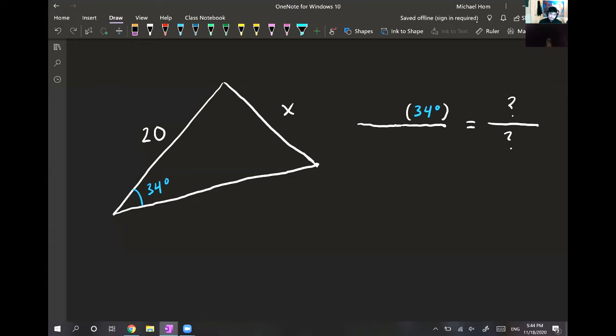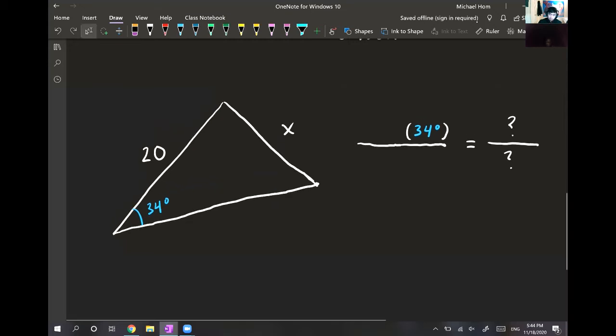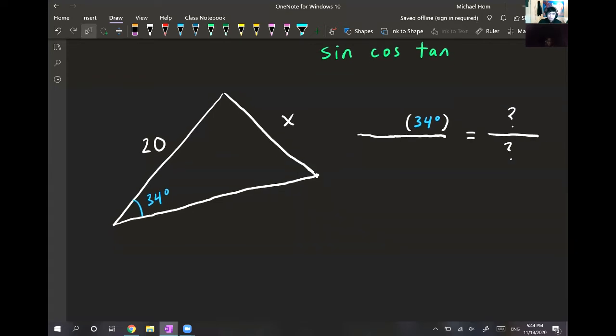So the first step is to figure out what the ratio is for this problem. Right. So we have to figure out, are we going to use sine, cosine, or tangent? And we can use SOHCAHTOA to figure out which one we want to use. So how do we figure out which one we're going to use? What's our next step?